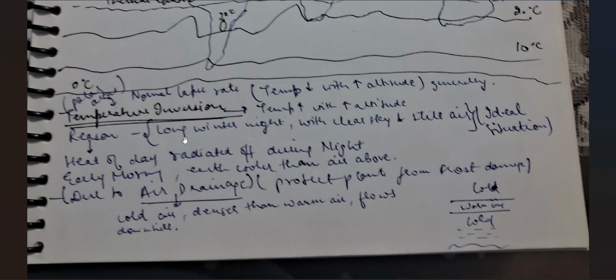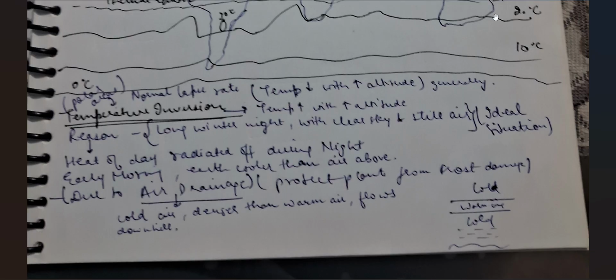Ideal situation for temperature inversion is long winter nights that should have a clear sky and still air. Means winds and all shouldn't be there. Now what is the reason of it? Because heat of the day radiates off during night. Now what all heat was given during the day at these places, they are radiated off during the night. And early morning the earth cools the air above it. Now the air which is present above it, that is cooler, and there is a trap basically which is formed.